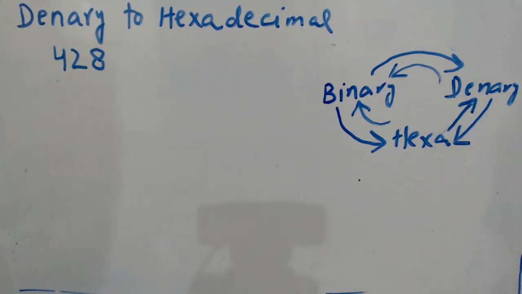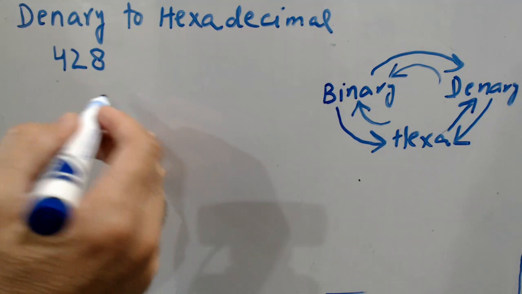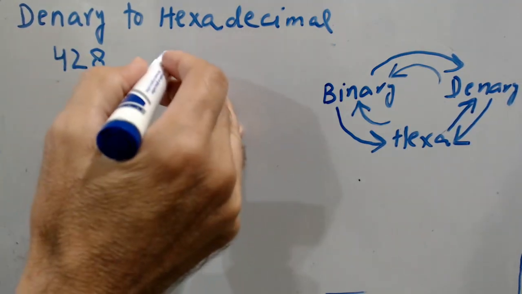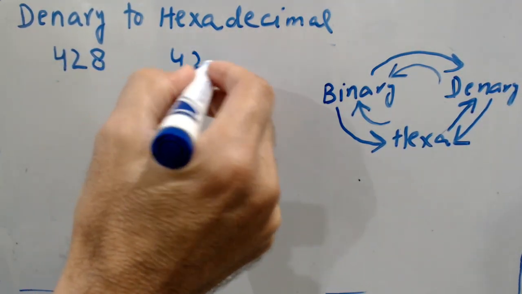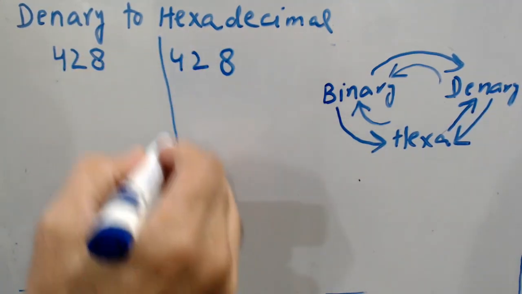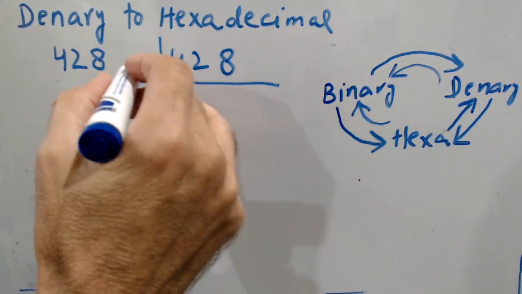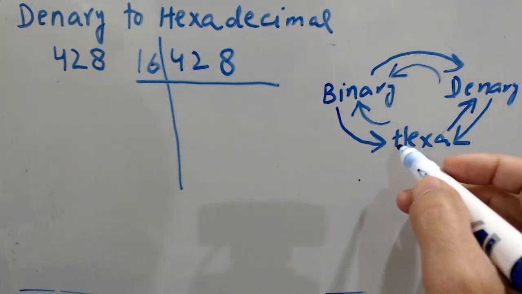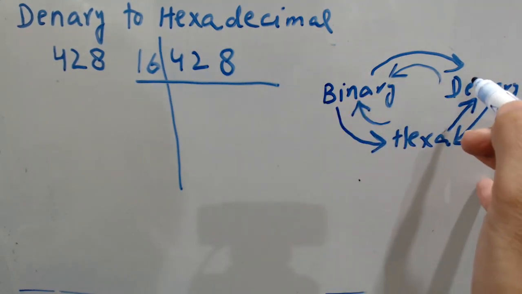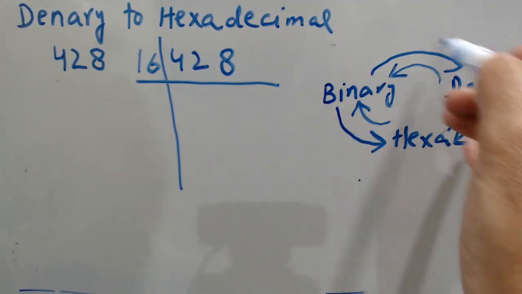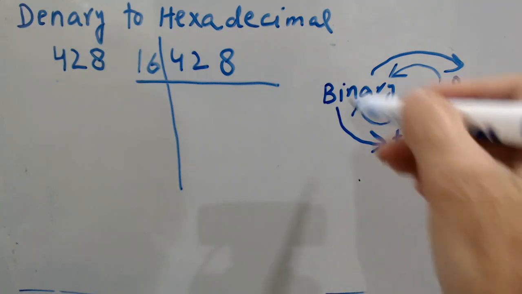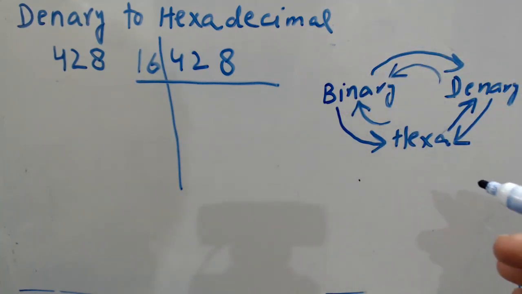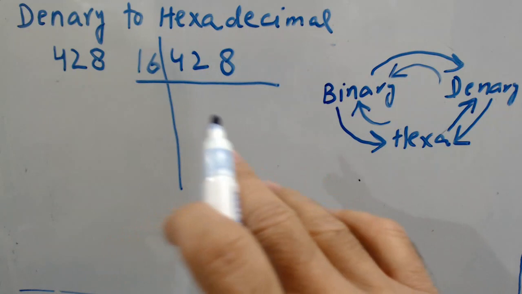For this purpose, we have to divide this number. You must know the table of 16 to convert it into hexadecimal. And the other way, I've already explained that if the number is in denary, you can go this way as well: convert it into binary and then make groups of 4 to convert it into hexadecimal. But now in this class, you are learning a direct method.